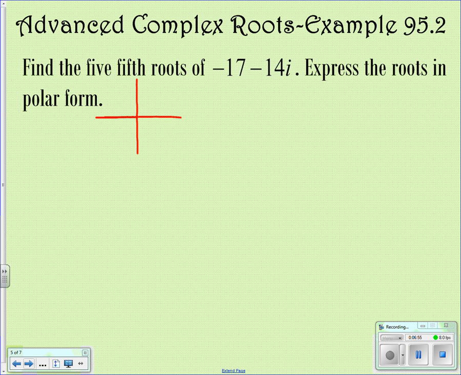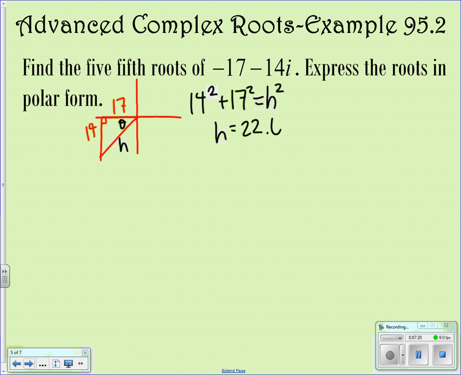And so we're going to go left 17 and down 14. And you have a right triangle. And so we need to find our hypotenuse and our angle. So using Pythagorean theorem, 14 squared plus 17 squared equals h squared. So use your calculator real quick, and you can go ahead and make that a decimal if you would like, because we're going to be converting it into a decimal in a minute anyway. So you should get about 22 for your hypotenuse.